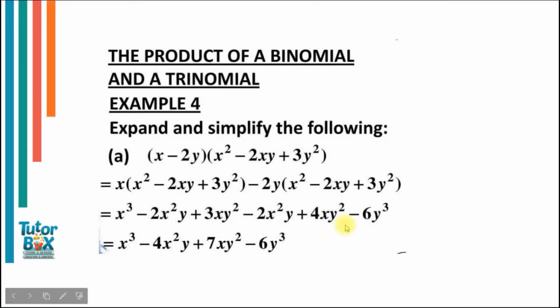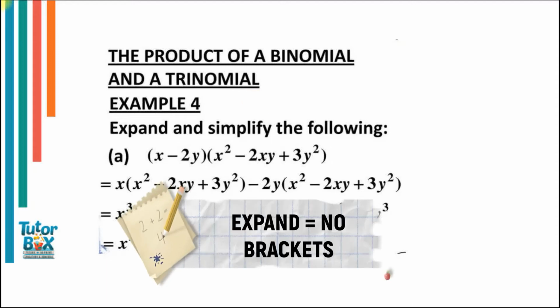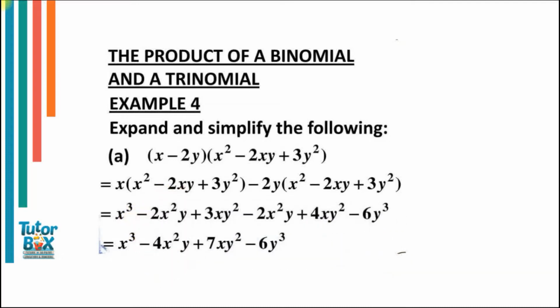Right, okay, so now let's just look at the product of a binomial and a trinomial. So there's our example there. It says expand and simplify the following. So guys, we're still expanding. We're still trying to get rid of the brackets. That's all we're doing. Let me just explain. Binomial, I've already explained that part. It's an expression that has two terms, and the trinomial is basically an expression with three terms. As you can see there, we have x squared minus 2xy and 3y squared.